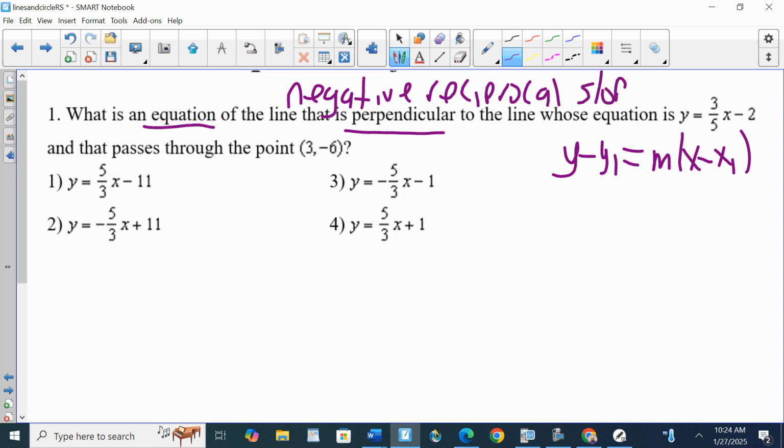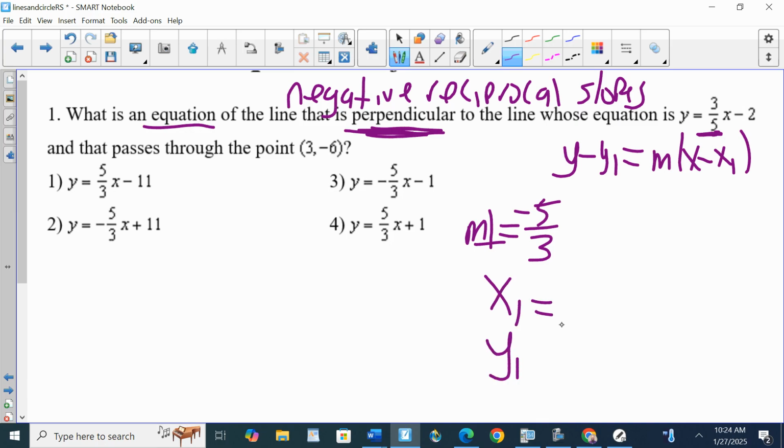So the slope of my line is going to be the negative reciprocal of this. So the negative reciprocal means flip it and negate it. The slope of my line is going to be negative 5/3. Perpendicular lines have negative reciprocal slopes, so I do the negative reciprocal of that slope. x1, y1 are the coordinates of the point that it passes through. x1, y1 is 3 and negative 6. And now I pop it into point slope formula.